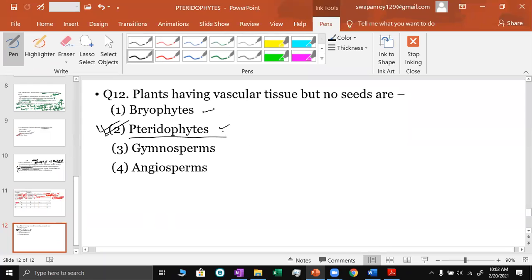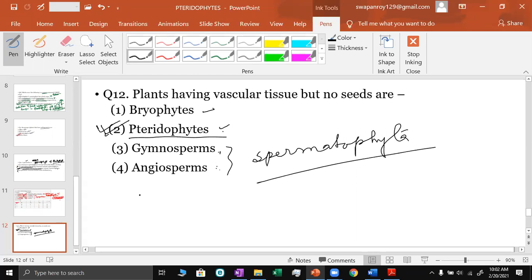Bryophyte does not have vascular tissue. Gymnosperm and angiosperm have vascular tissue and produce seed. They are also known as spermatophyta. So these are the few questions. I think it appears very easy for you, because all the questions we were doing were from the pteridophytes, so you know the answer will come under pteridophytes.